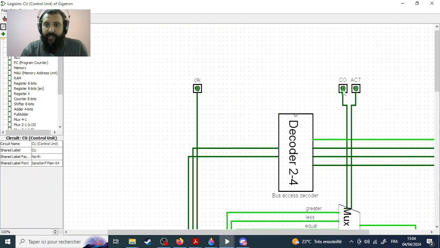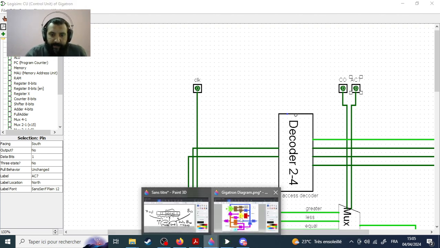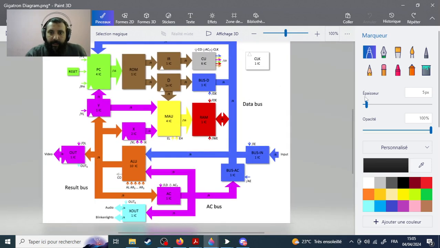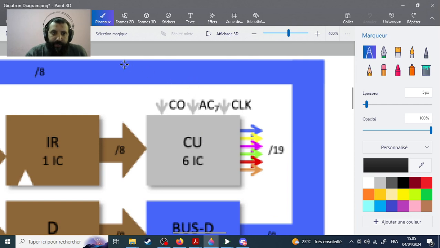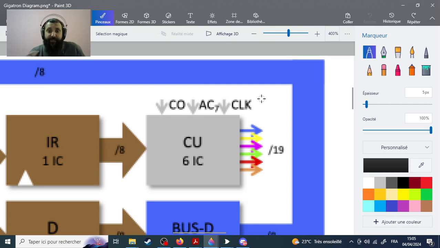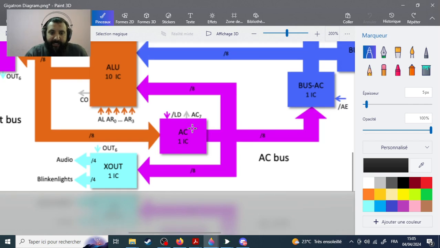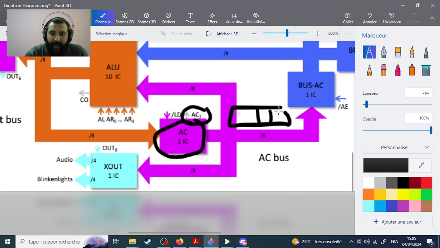How? We will try to use these two entrances. These two entrances are the CO, the carry output, and AC7. AC7 is the seventh bit of the accumulator. Okay, let's see those signals on the data. This is our UC. Our UC uses two more signals. We have the clock, it's not important. But we have the CO and the AC7. Those two signals are used to check if the condition is true or false. And those two signals are generated by the AC. 7 is the last bit. If we have 8 bits, we have 8 bits.